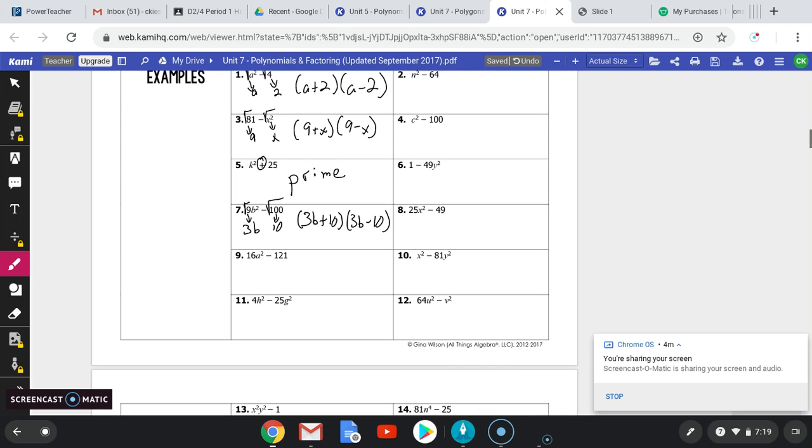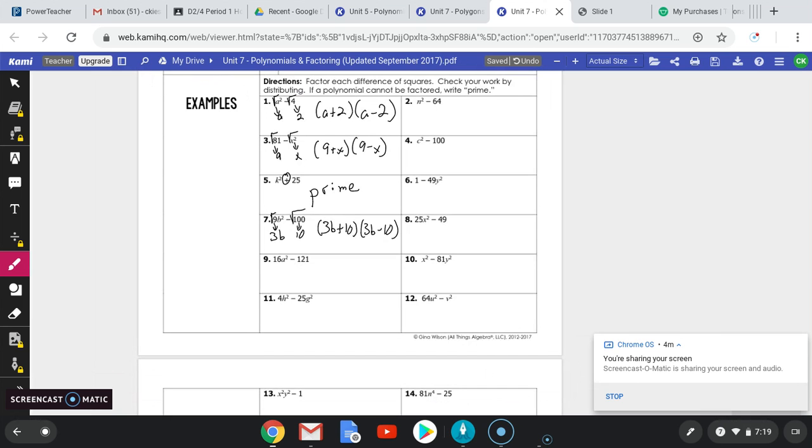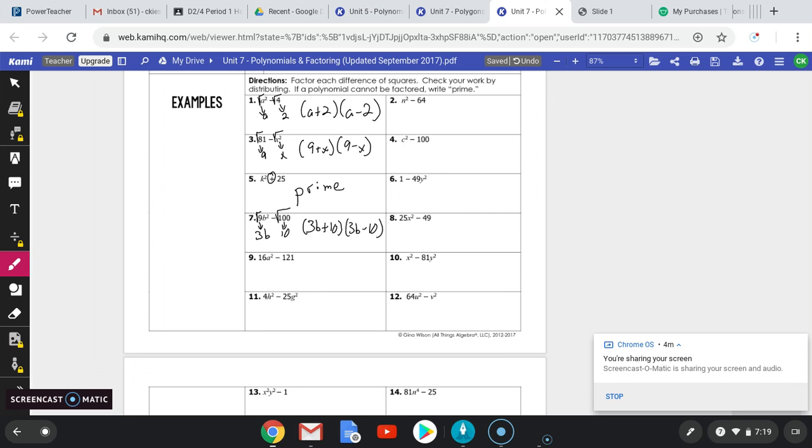Same thing for number 9. It's a minus sign, and I can take the square root of both sides. Square root of 16a squared is 4a. Square root of 121 is 11. So my factored form would be 4a plus 11, 4a minus 11.